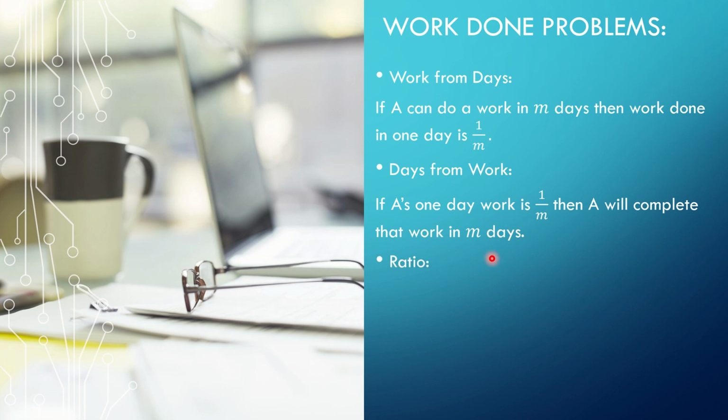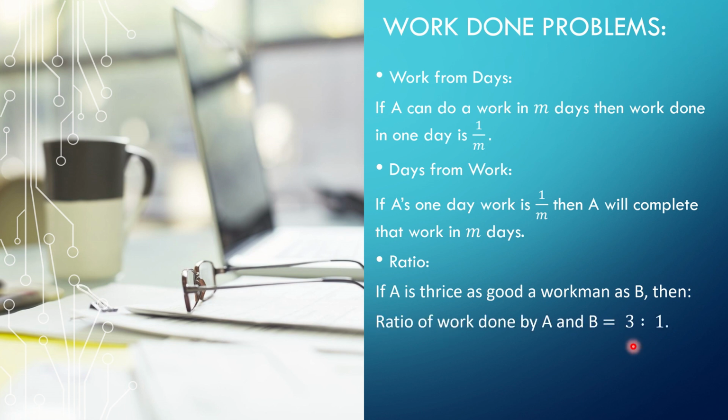Okay, what about the ratio? If A is in a certain ratio with B, B being the co-worker of A, and we want to find the number of days of work completed by B or A, if one of them is given, that can be found in the following way.